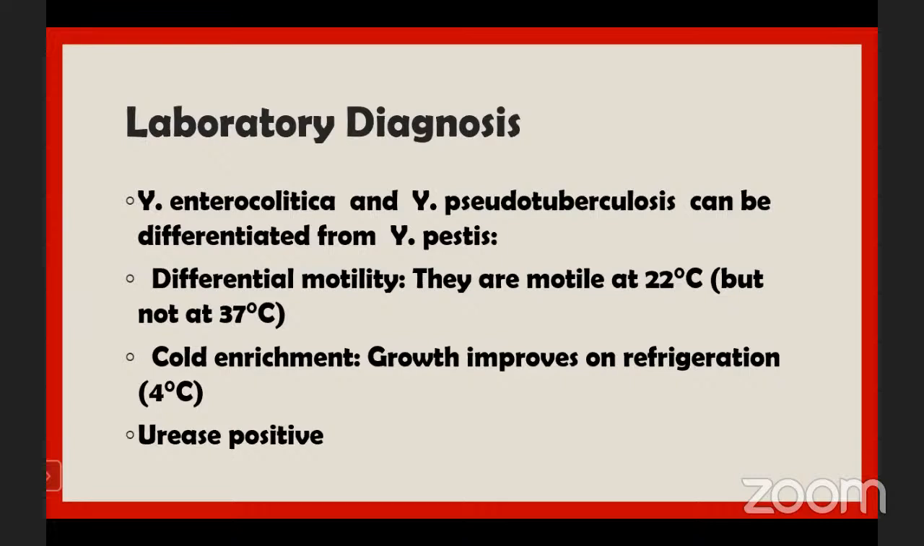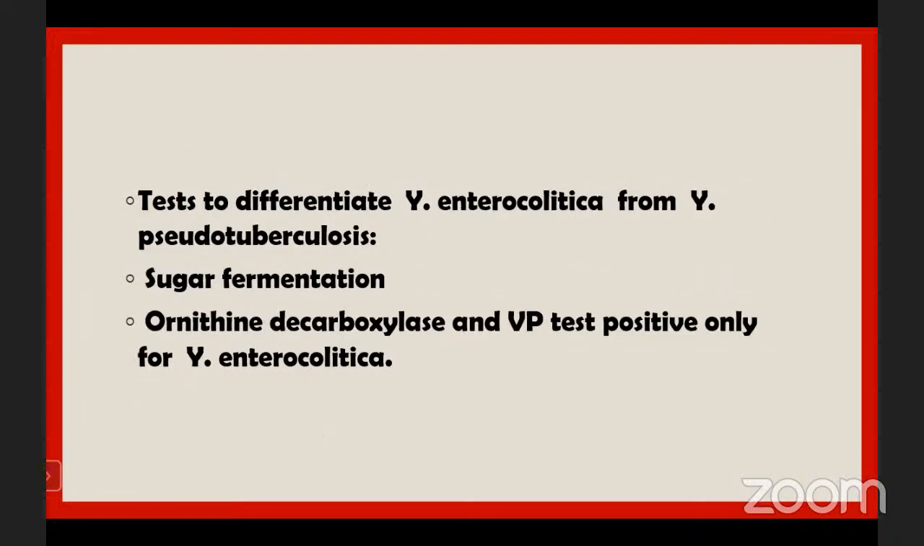Next one is the laboratory diagnosis of Yersinia enterocolitica and Yersinia pseudotuberculosis. They can be differentiated from Yersinia pestis. Differential motility: they are motile at 22 degrees Celsius, but not motile at 37 degrees Celsius. Cold enrichment: growth improves on refrigeration at 4 degrees Celsius. Yersinia enterocolitica and Yersinia pseudotuberculosis are urease positive, but Yersinia pestis is urease negative. To differentiate Yersinia enterocolitica from Yersinia pseudotuberculosis, sugar fermentation is done. The ornithine decarboxylase and Voges-Proskauer tests are positive only for Yersinia enterocolitica.